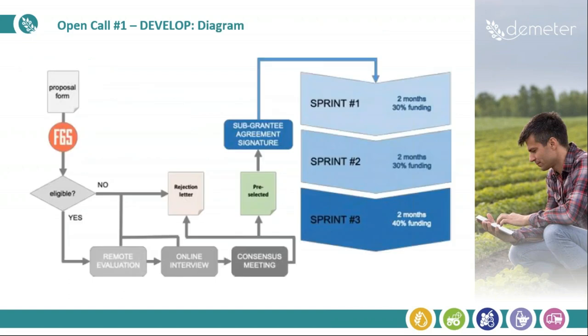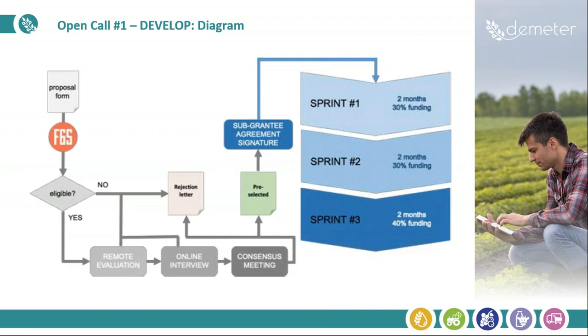In terms of process and how to apply, the proposal will be submitted on the platform F6S, and there is a process to submit your application. Then there will be an eligibility check at the end of the open call timeframe. And if the applications are eligible, there will be a remote evaluation made by the evaluators, an online interview, and also a consensus meeting to select the final pre-selected SMEs, that then we will start due diligence process in order to start the signature of the sub-grantee agreement.